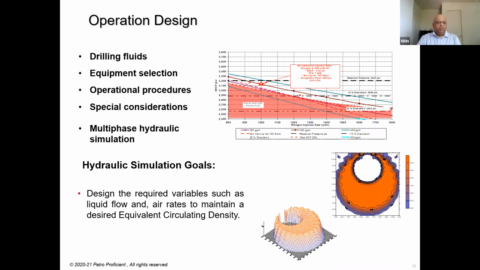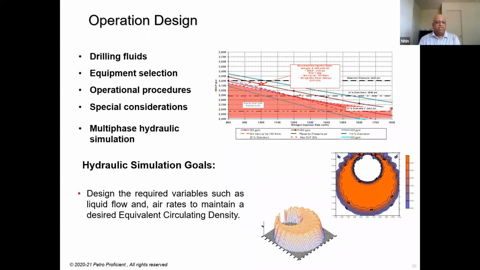And multi-phase hydraulic simulations. Now when you do hydraulic simulations in conventional drilling, you have just single phase, you just have liquid as your mud. Here you have liquid and you have air. So it's a combination of two. So it's multi-phase, because your fluid system is going to have 2 or 3 phases. So you need a different type of hydraulic simulation here in order to decide the parameters required to drill a particular well or to get the right ECD.